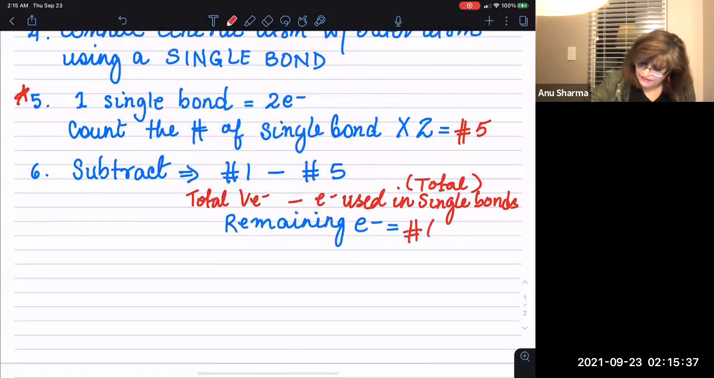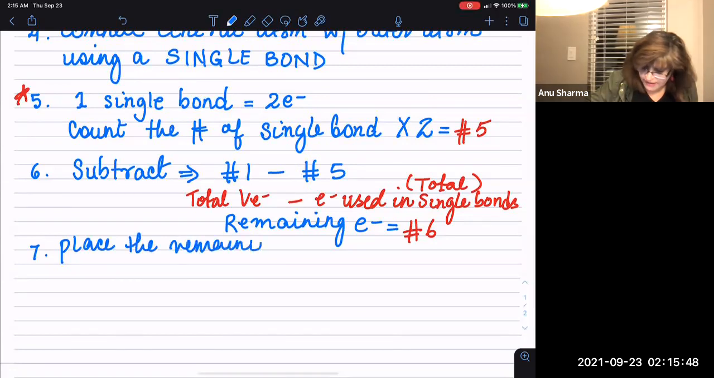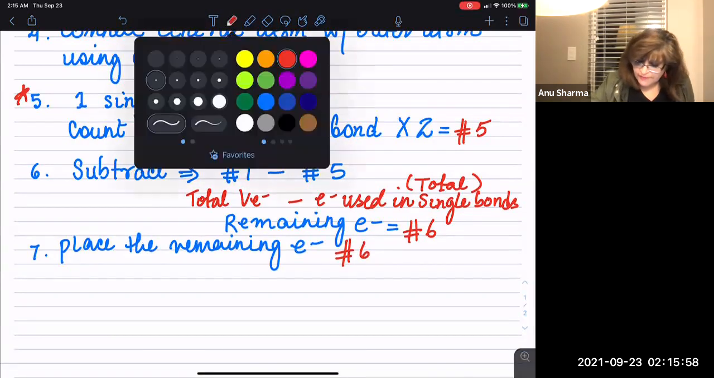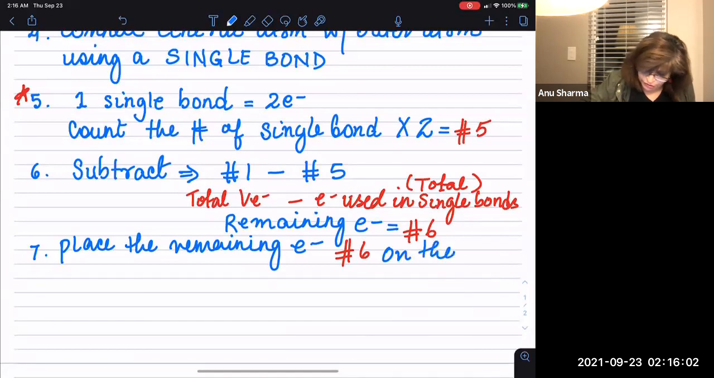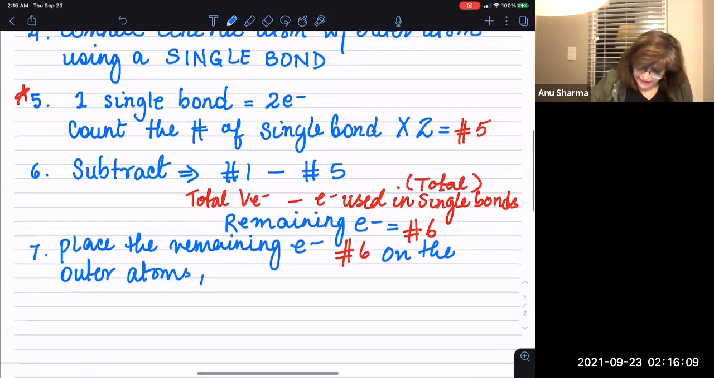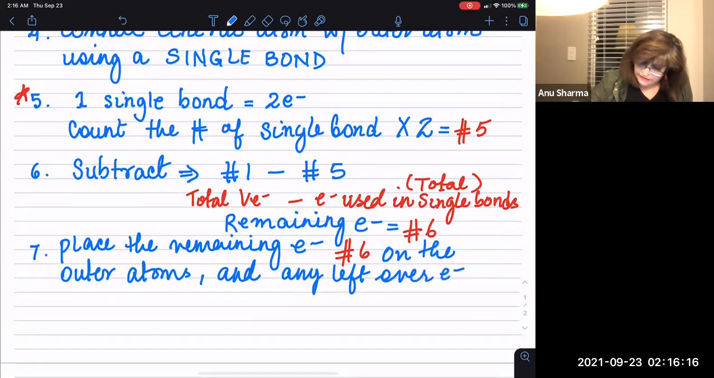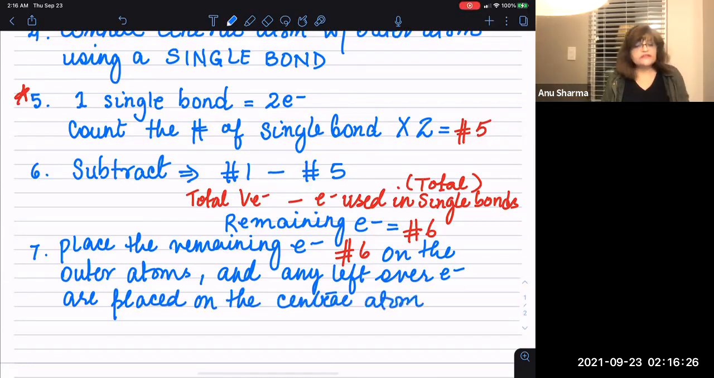Then comes number seven. Place the remaining electrons, the electrons that are in number six, on the outer atoms. And any leftover electrons are placed on the central atom. Leftover is on the central atom.